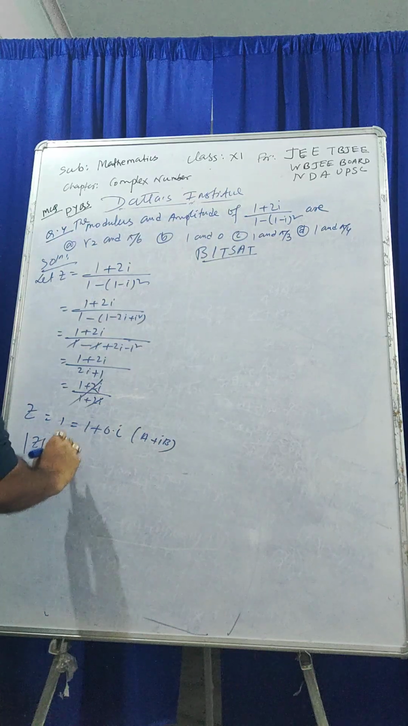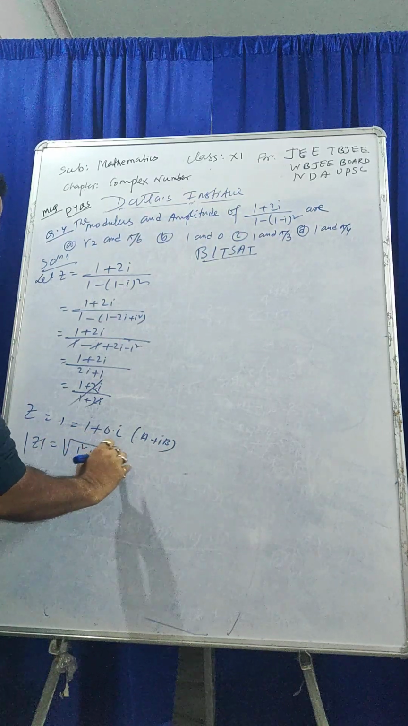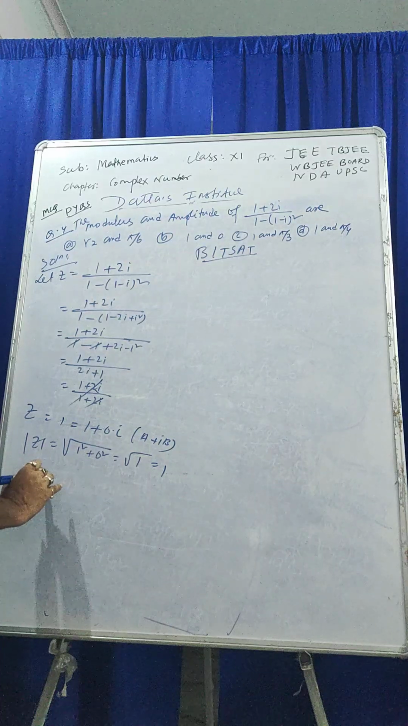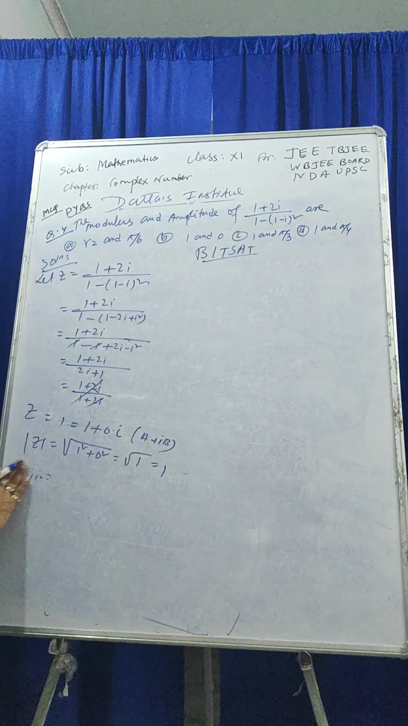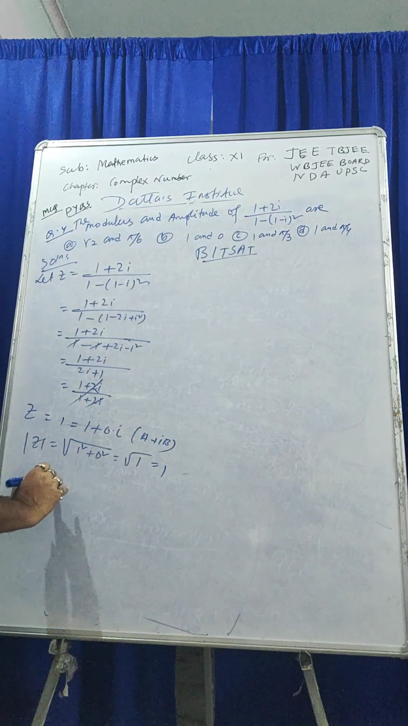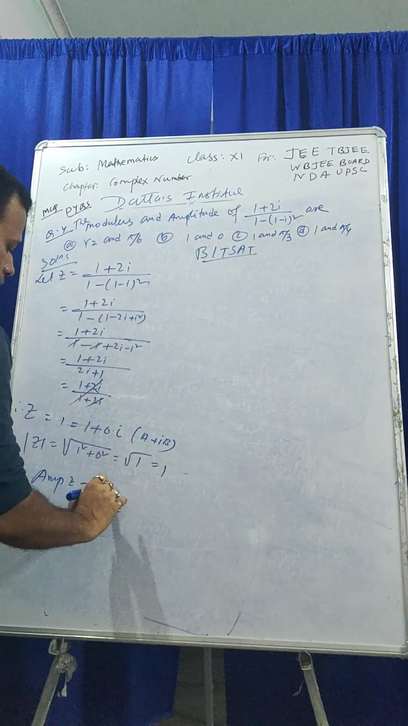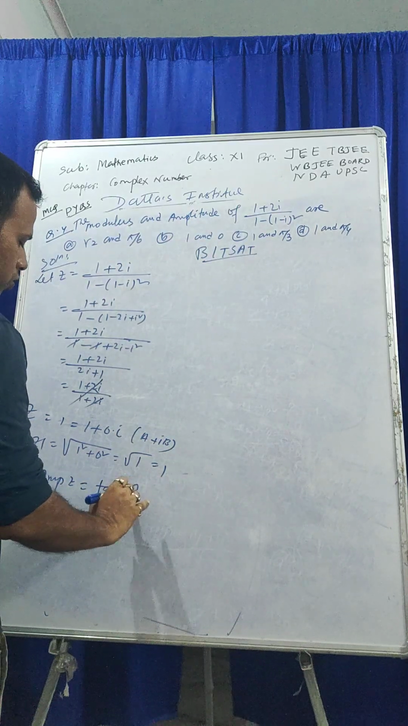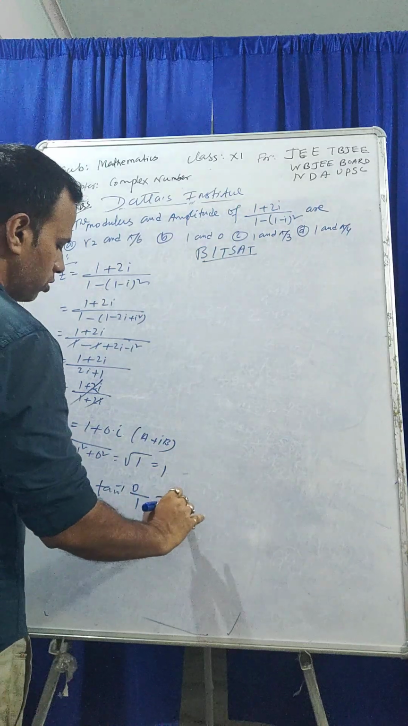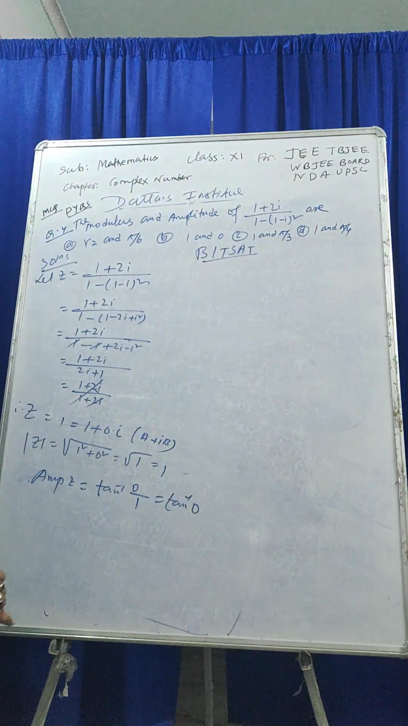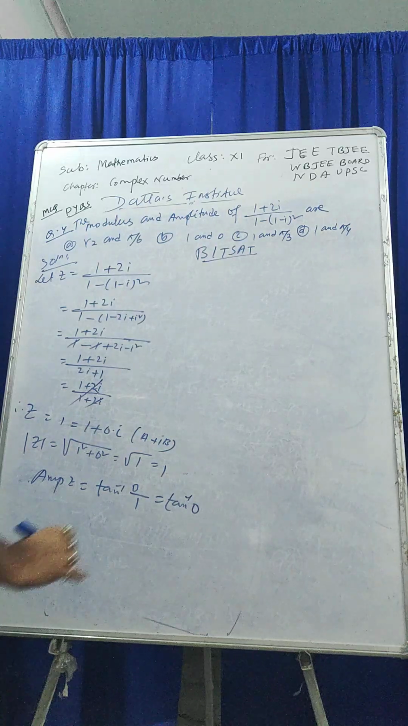So modulus will be square root of 1 square plus 0 square, that is 1. And the argument, that is the amplitude, of z will be tan inverse of 0 by 1, that is tan inverse 0. Tan inverse 0 is nothing but 0.